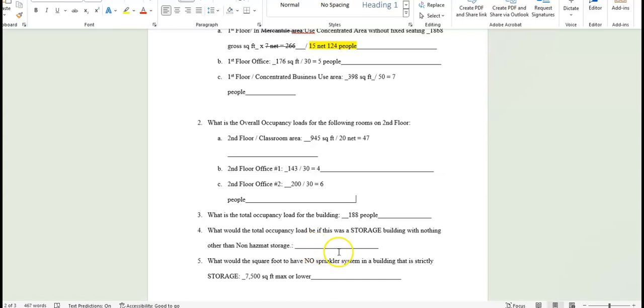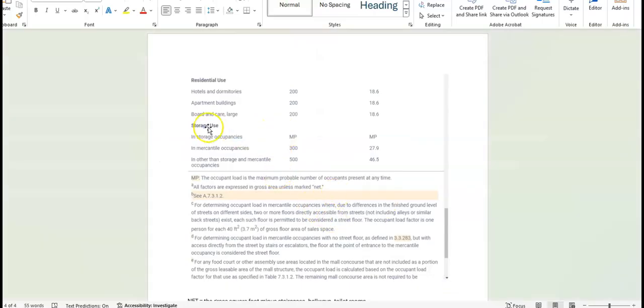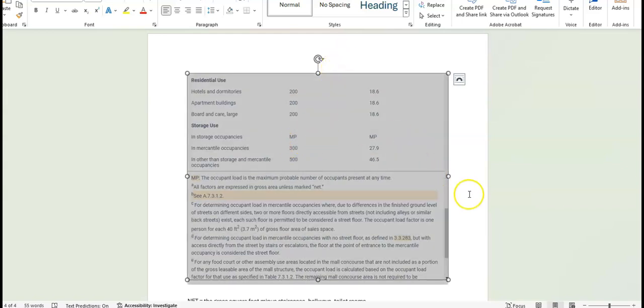All right, one last question. What would the total occupancy load be if this was a storage building with absolutely nothing in it other than non-hazardous materials? Okay, so what I'm talking about is the square foot, if none of these offices are in here and this building, first floor and second floor, is just used for storage. If we go over to the occupancy load and we look at the storage use, it says in storage occupancies. So again, this is just going to have car parts that are non-hazardous material, maybe some storage upstairs on the second floor. And it says MP on here, right? MP. So what does MP mean?